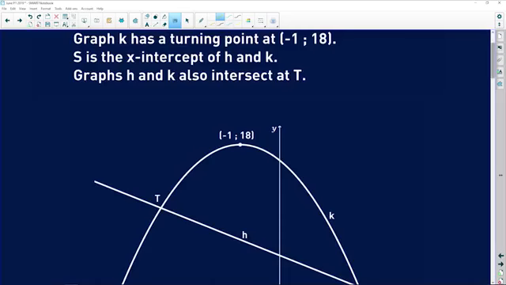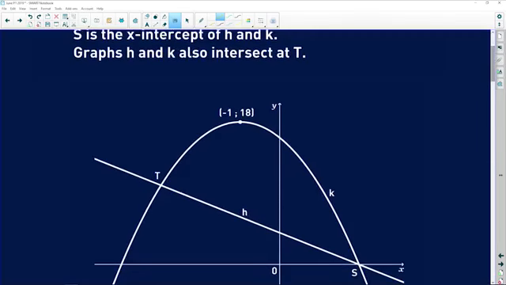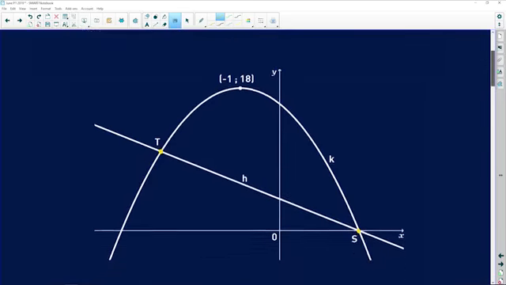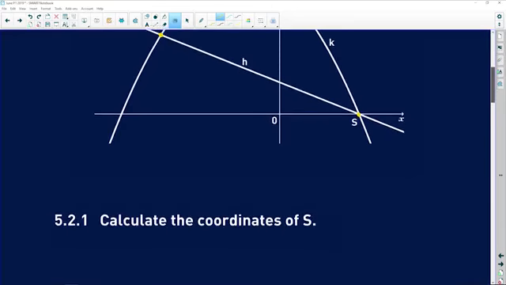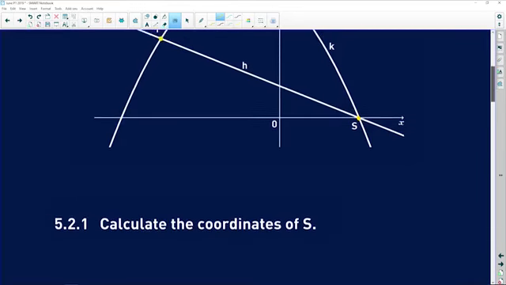S is the x-intercept of both h and k. So over here, they intersect, and it's the x-intercept. And graphs h and k also intersect at t. Okay, so there are 2 points that these two graphs intersect with each other. 5.2.1 says calculate the coordinates of S.